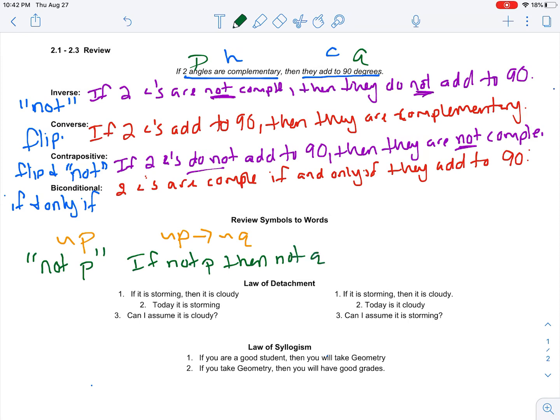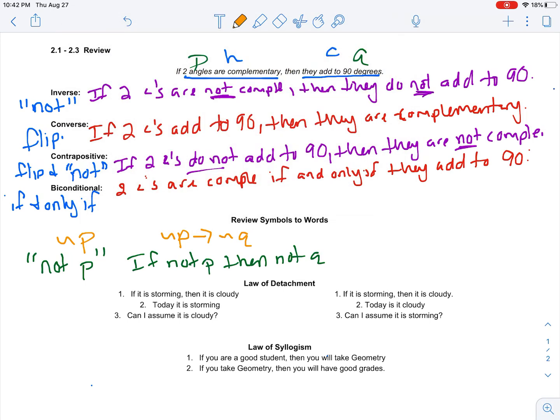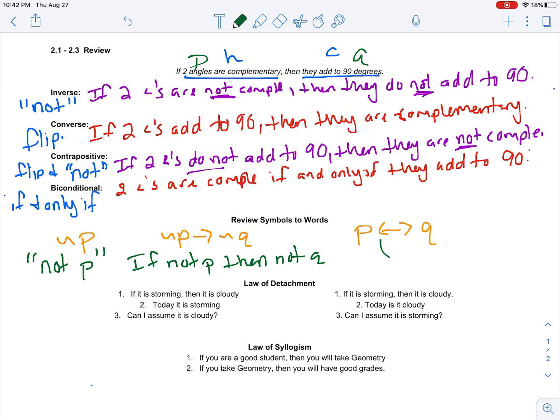Okay. One other symbol that we need to recognize would be the double arrow. What did the double arrow mean? The double arrow was our biconditional. So, if and only if. So P if and only if Q, or two angles are complementary if and only if they add to 90. Okay, so that kind of covers our symbols.